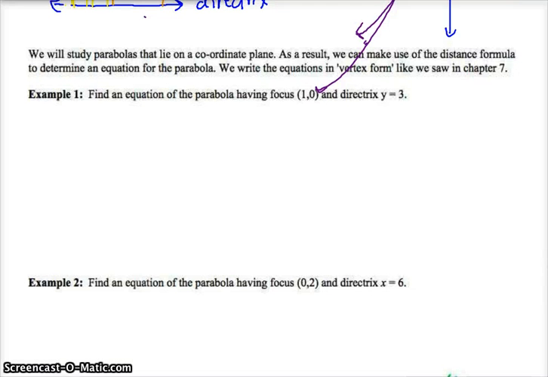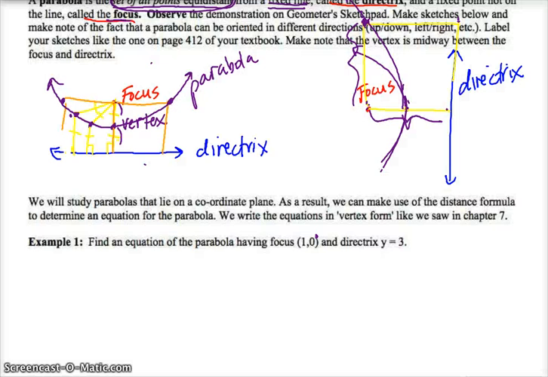Okay, so let's move on. It says, we will study parabolas that lie on the coordinate plane. As a result, we will make use of the distance formula to determine an equation for a parabola. So we're going to get it in vertex form like we saw in chapter 7.